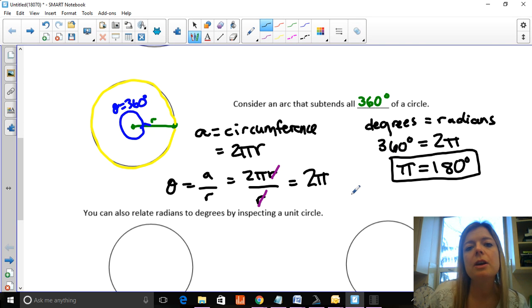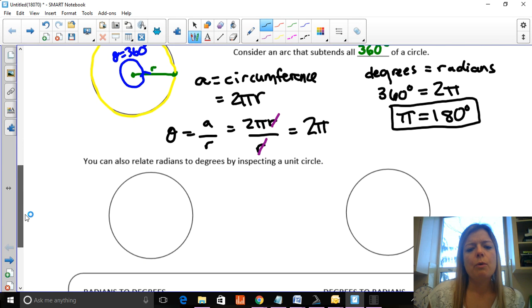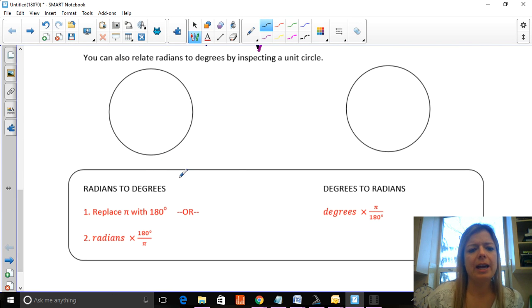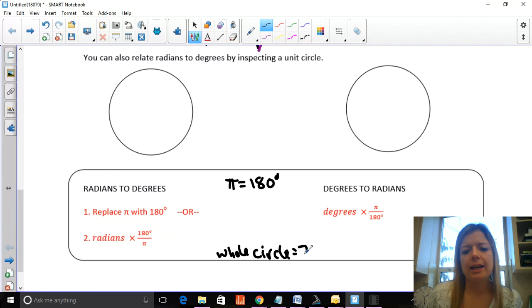So you'll notice that when we're talking about the size of an angle in radians, often we have pi as part of the number. And pi is just the same as 180 degrees. So when we learn how to convert, you've got to remember that pi is equal to 180 degrees, or the whole circle is 2 pi radians.